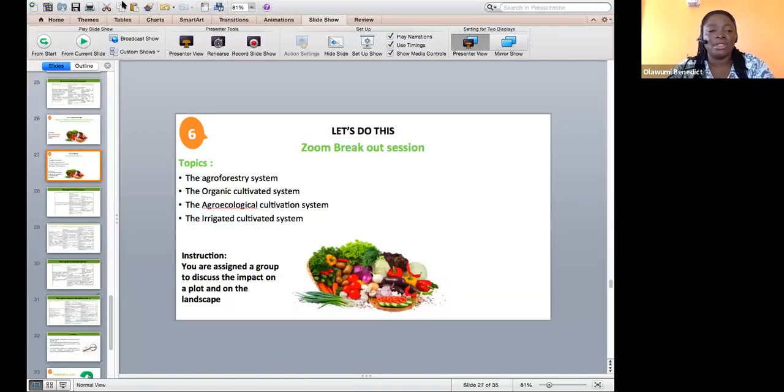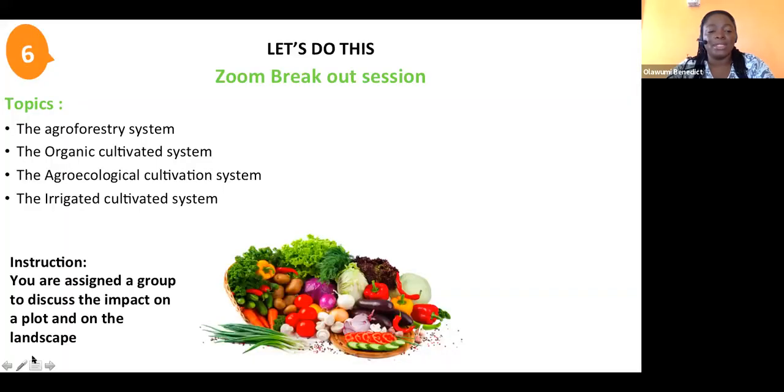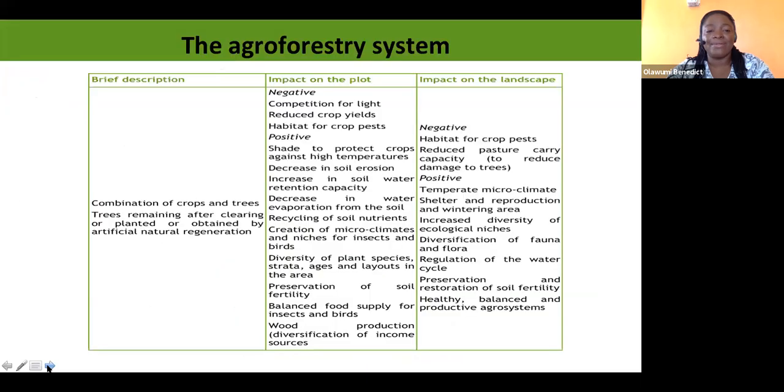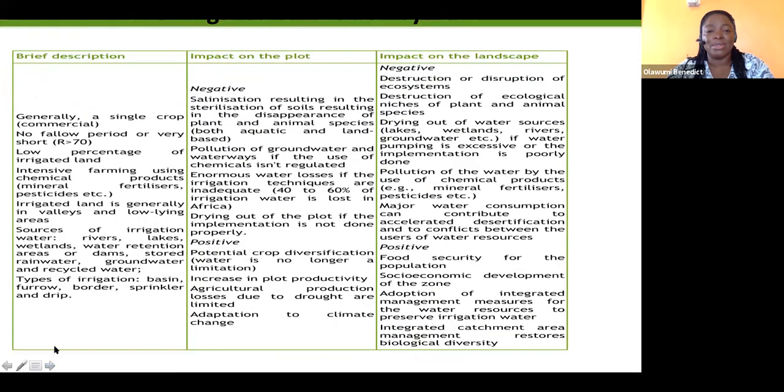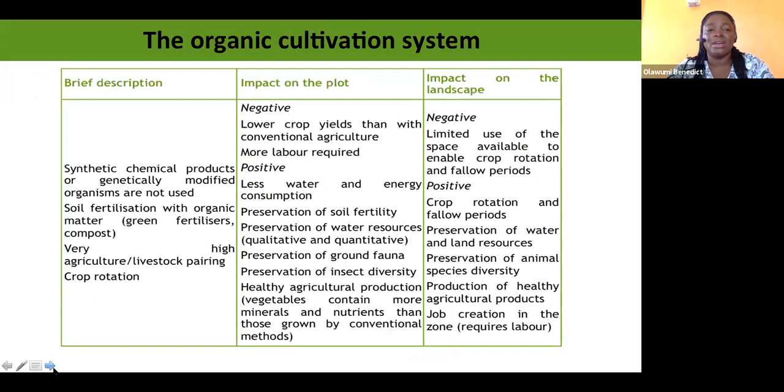Okay, thank you so much, Madam Chido. So this brings us close to the end of the session. But like I said, every system has both negative and positive impacts.